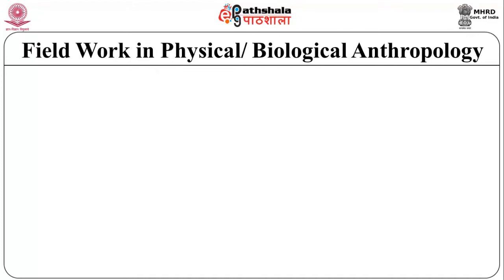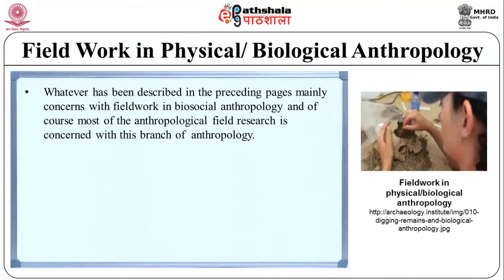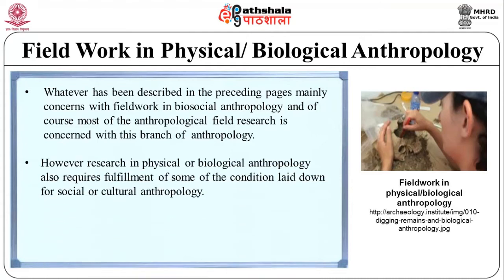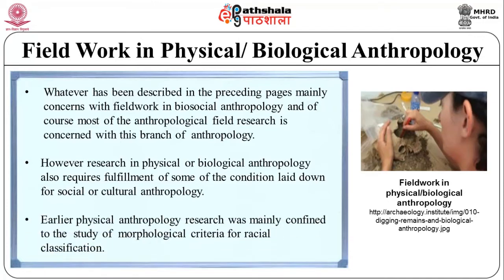Now let us discuss fieldwork in physical or biological anthropology. Whatever has been described in the preceding pages mainly concerned fieldwork in biosocial anthropology, and of course most anthropological field research is concerned with this branch of anthropology. However, research in physical or biological anthropology also requires fulfillment of some of the conditions laid down for social or cultural anthropology. Earlier, physical anthropology research was mainly confined to the study of morphological criteria for racial classification.